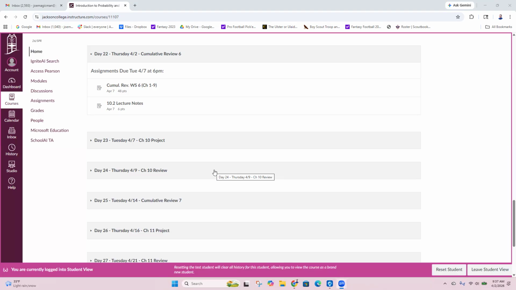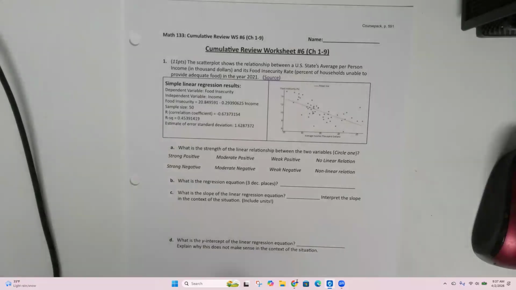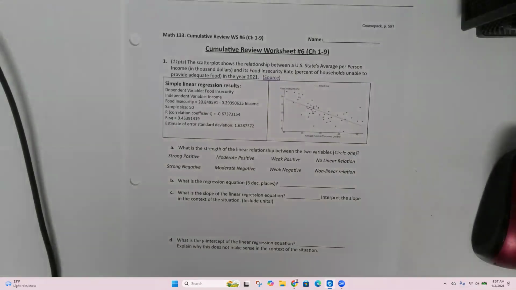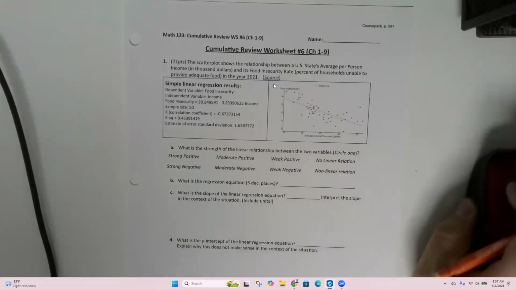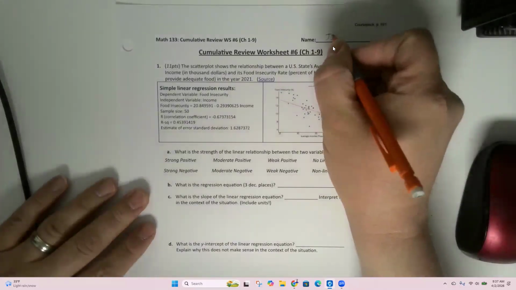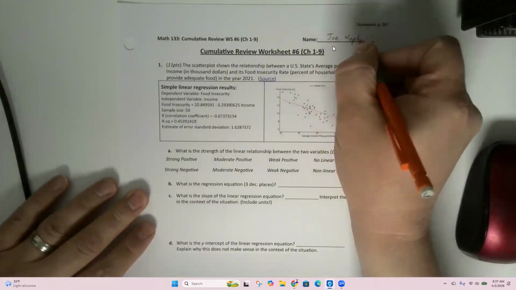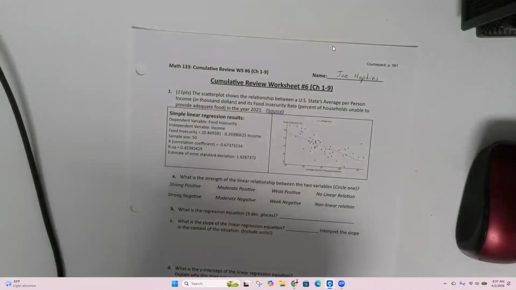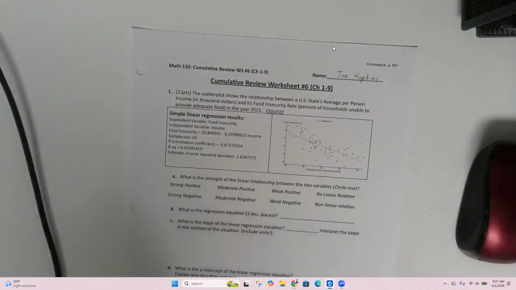So page 591 for the cumulative review, and this covers chapters 1 through 9. We just finished chapter 9 on Tuesday. I'm going to ask you guys for some help putting these hints on. We're going to go through and give some hints. So question number 1: the scatter plot here shows the relationship between the U.S. states' average per person income and its food insecurity rate.